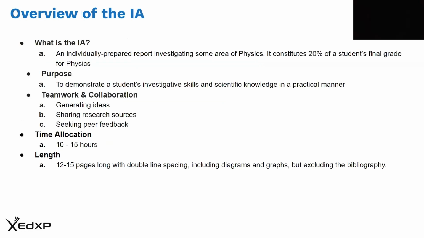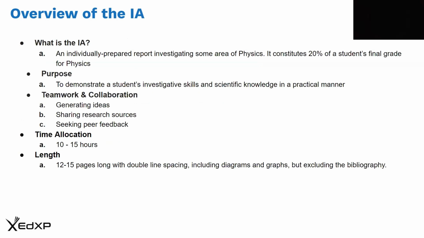What is the IA? The Physics IA is an individually prepared report investigating some area of physics. It constitutes 20% of a student's final grade for the physics subject. Its purpose is to demonstrate your investigative skills and scientific knowledge in a practical manner.